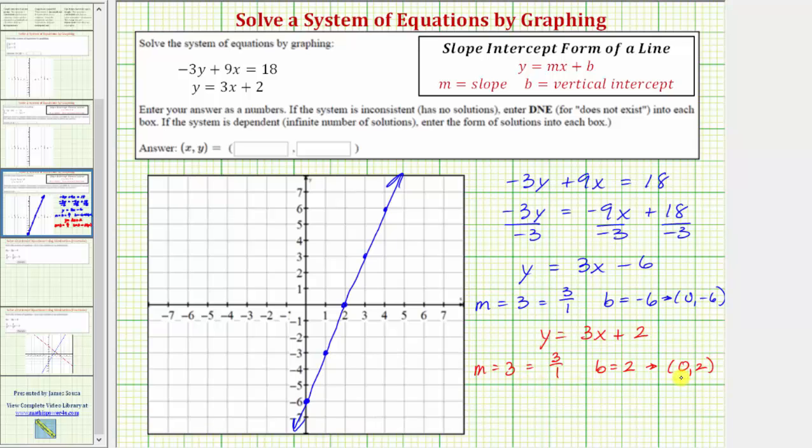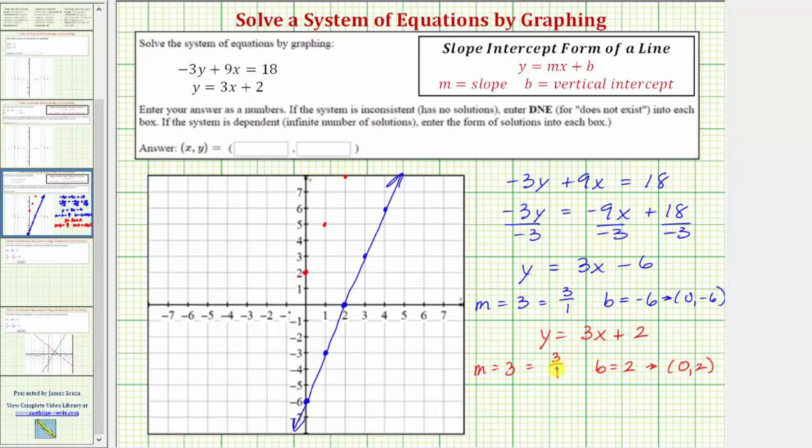Let's go ahead and graph this line. So we'll first plot the vertical intercept, 0, 2. And from here we'll go up 3, right 1. Up 3, right 1.